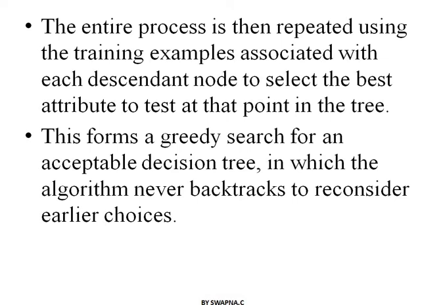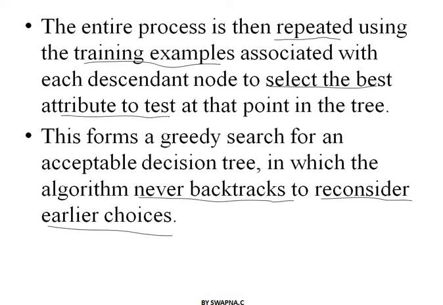This forms a greedy search approach. What does that mean? The algorithm never backtracks or reconsiders earlier choices. When an attribute is selected as the root and the next descendant node is being selected, it never goes back to the root node attribute and doesn't reconsider that earlier choice. So that we call a greedy approach. A greedy approach never backtracks or reconsiders earlier choices. And every time the entire process is repeated for all the training examples to select the best attribute to test.